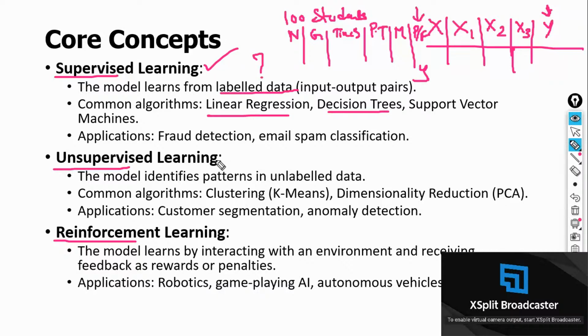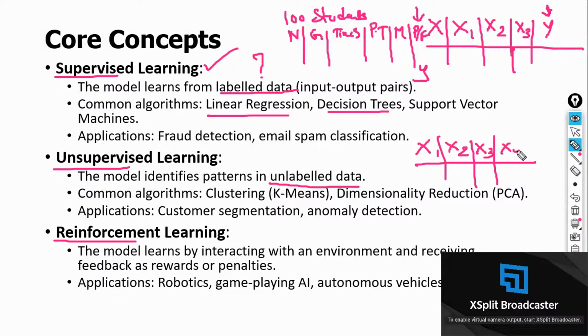Then we have the second version, which is unsupervised learning. Unsupervised learning models are generally built on top of unlabeled data. That means the data in which there is no Y, only X. What does that mean? Only inputs, no output. Can we have such kind of data? Yes, friends. We will have such kind of data where there is no Y column, the output column.